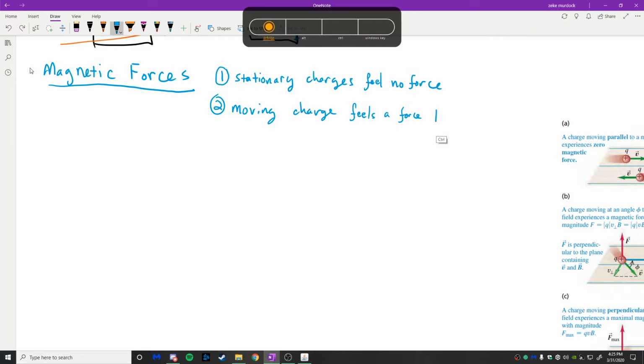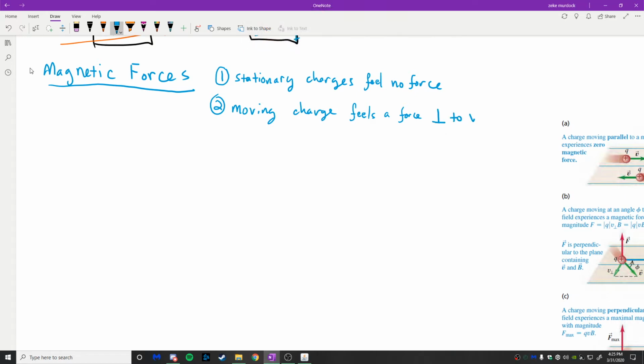Here, I'll use this symbol for perpendicular: perpendicular to velocity. The other thing we know is that the force the moving charge experiences is also perpendicular to the magnetic field. So a moving charge feels a force that's also perpendicular to the magnetic field. We're using the symbol B for magnetic field, just to remind you.